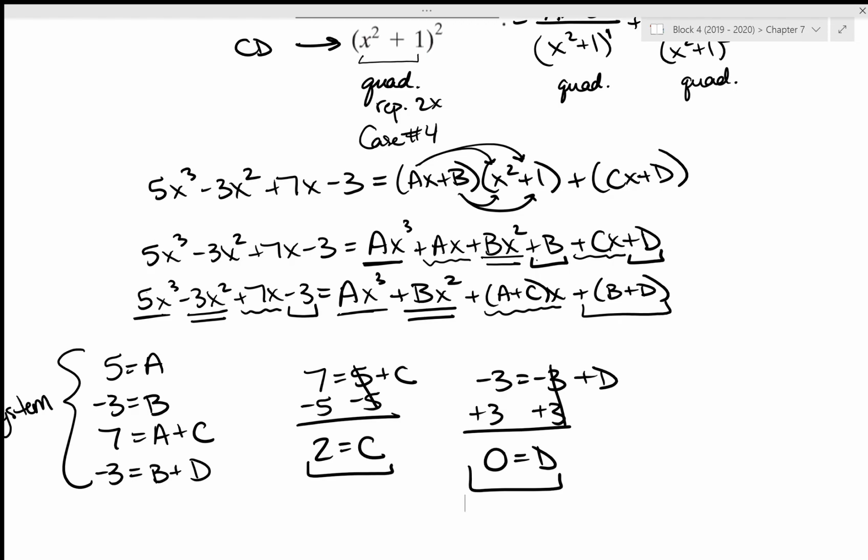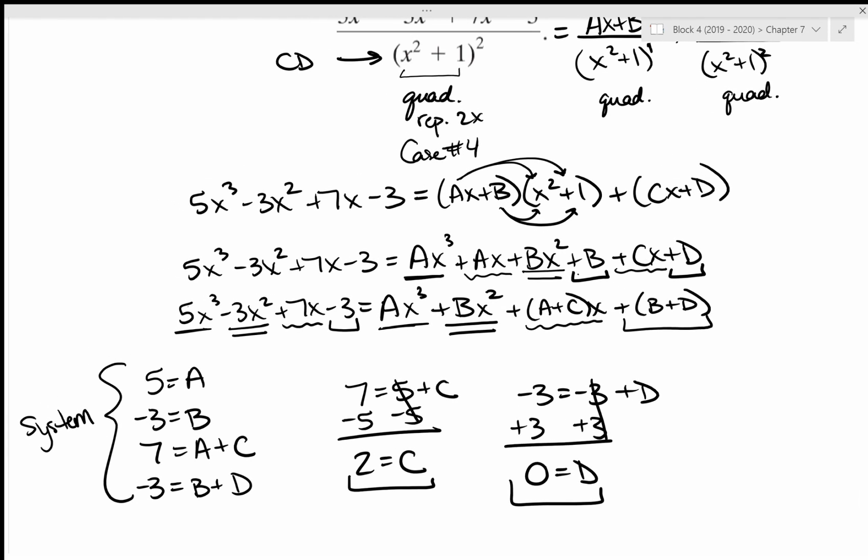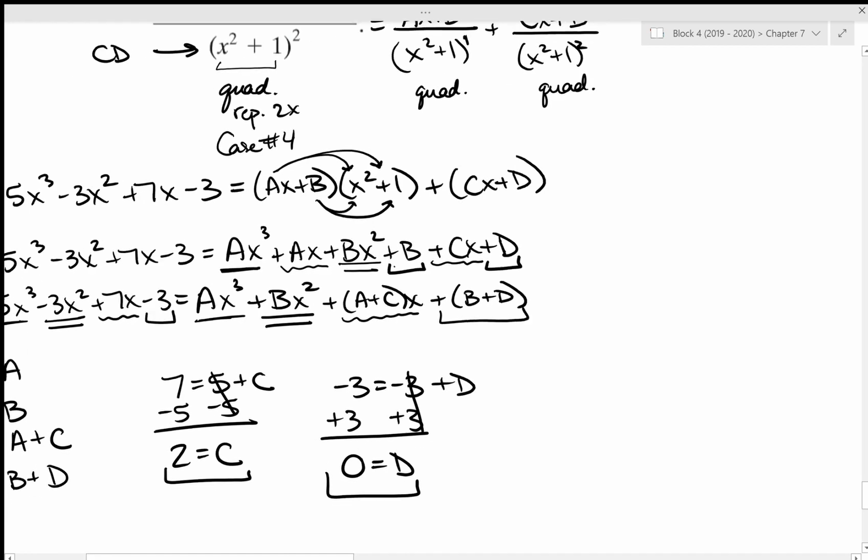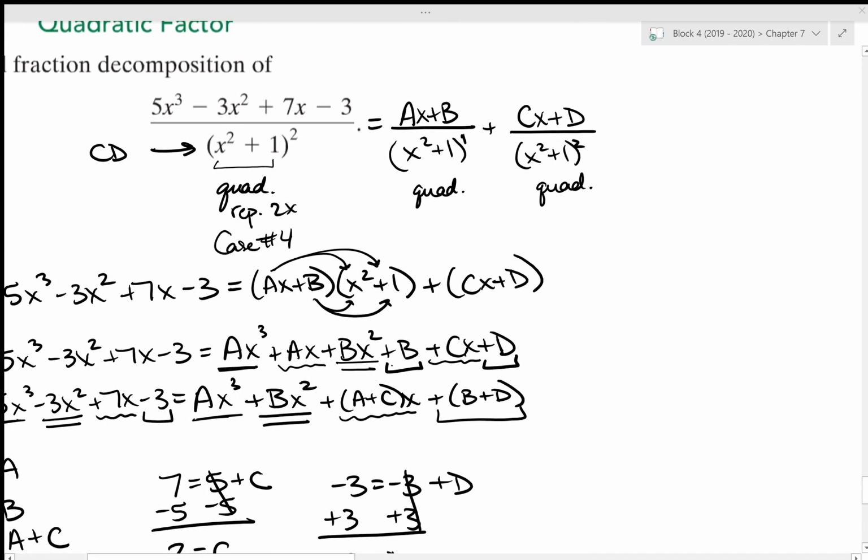So we left off on this problem, okay? It was case 4. When we did the system, luckily A and B were already solved for us. We found C and D, so now we have to plug it in for our final answer to be written properly. So here we go. What I'm going to do is write it as 5x to the third minus 3x squared plus 7x minus 3 all over x squared plus 1 to the second power.